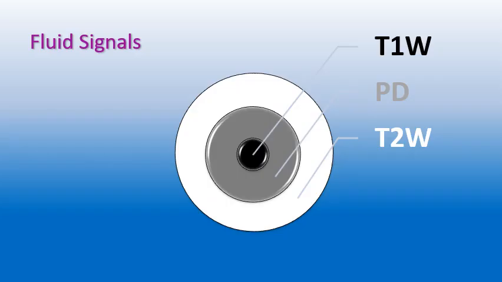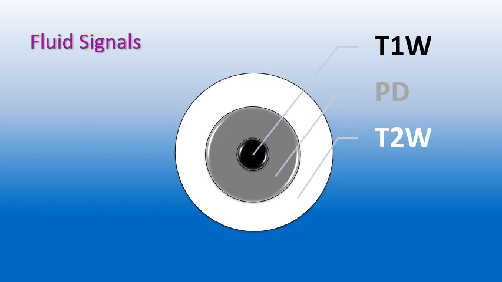Let us check this diagram, which indicates the degree of brightness of the fluid signals on the three different pulse sequences T1, proton density, and T2. We can notice that on T2 the fluid signal will be bright, while on T1 the fluid signal will be dark, and on proton density it will be an intermediate signal.